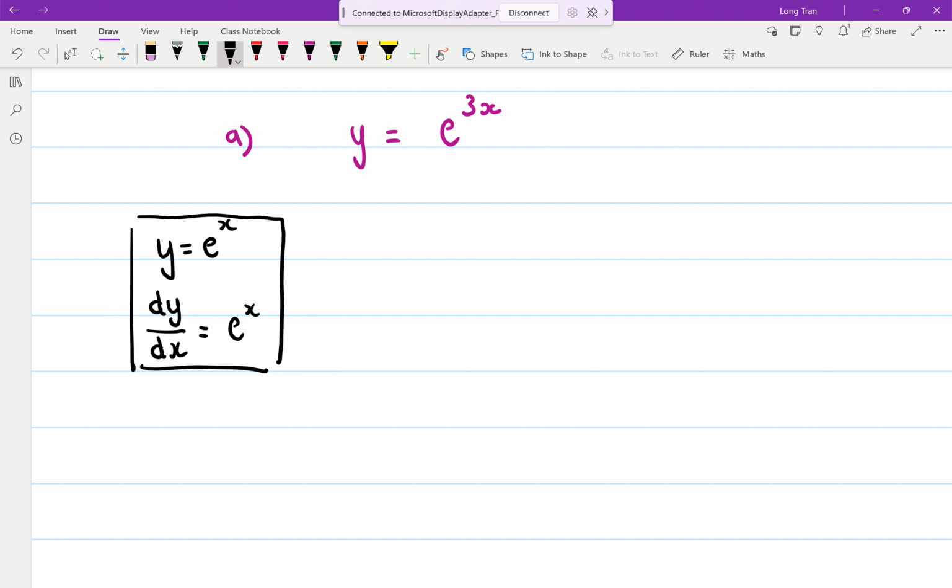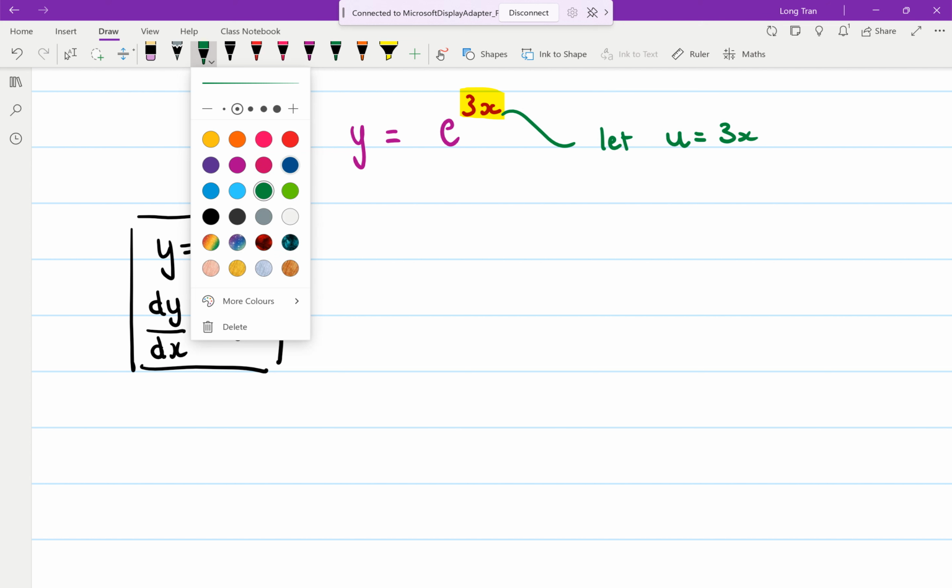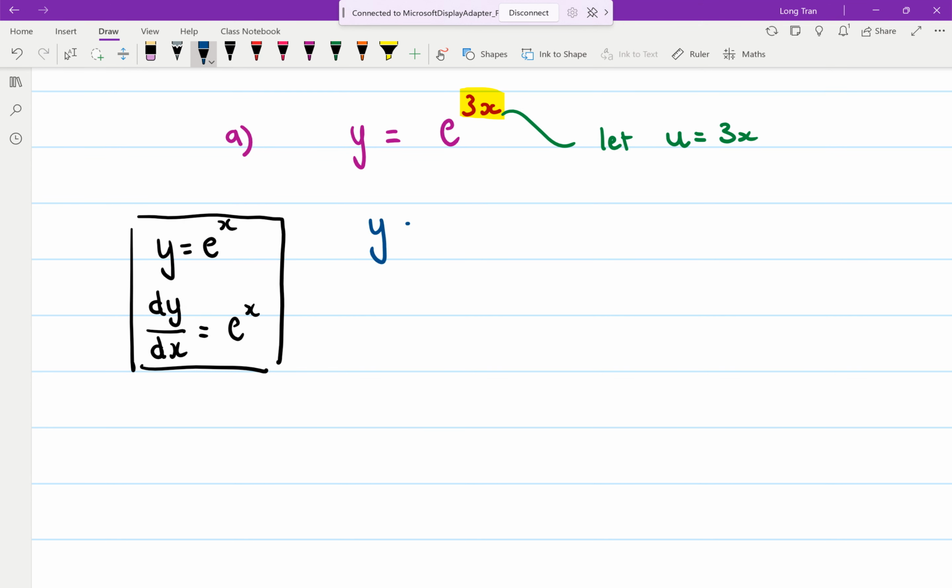So here we go. The problem is I don't like that 3. That 3 in front of the x is a problem. So I'm going to replace this. In chain rule, we introduce a new variable. We say, let's call this u. So let u equal 3x. How does this change our problem? Well, our problem now becomes y is equal to e to the power of the letter u.